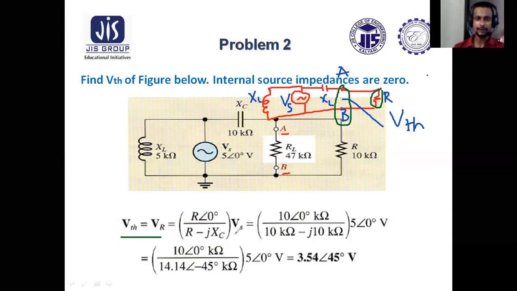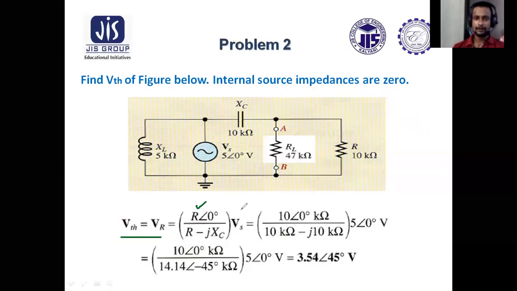So total voltage Vs into resistance across which voltage is to be determined. So we are measuring voltage across R resistor. So R divided by sum of the impedances, R minus jXC. Now R is 10 kilo ohm, that is 10 angle 0 degree, and XC is 10 kilo ohm. So minus j10. jXC will be j10. And Vs is 5 angle 0.